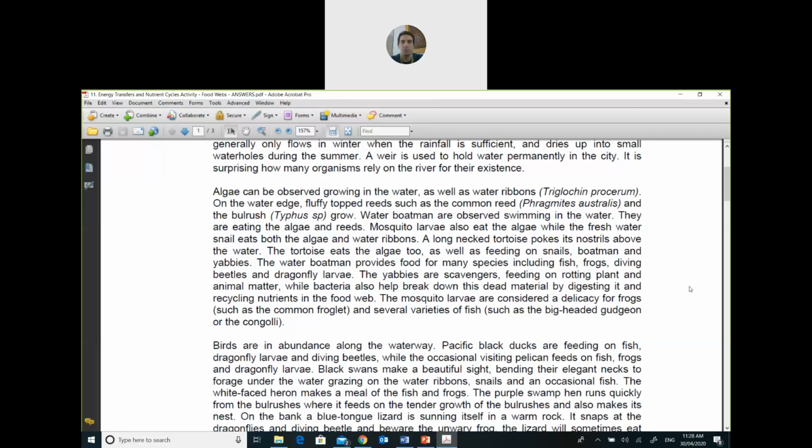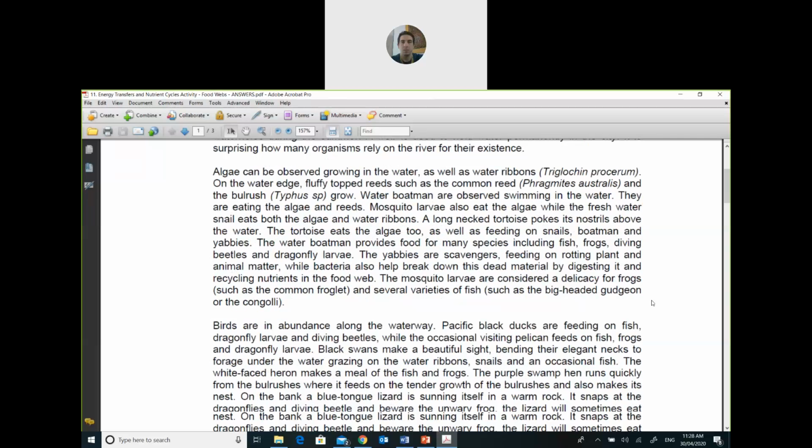The yabbies are scavengers, feeding on rotten plant and animal matter, while bacteria also break down dead material by digesting it and recycling nutrients. So the mosquito larvae are considered a delicacy for frogs and several varieties of fish, such as the big-headed gudgeon or the congoli.